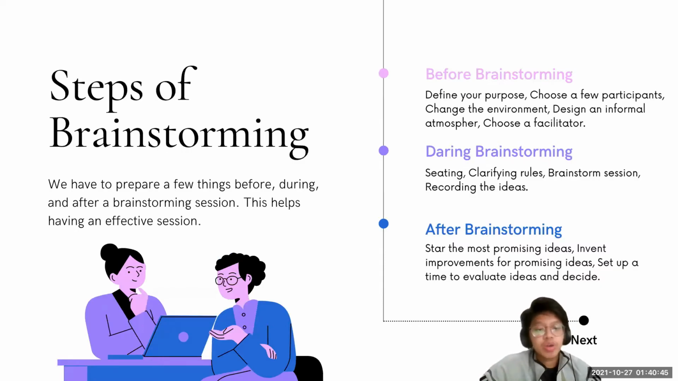Steps of brainstorming. So how do you design a brainstorming session that is highly effective and efficient? The first process is before brainstorming. The steps in this process are defining the purpose, choosing the participants, designing the environment to be more comfortable, designing an informal atmosphere, and choosing a facilitator. The second process is during brainstorming. The steps in this process are seating the participants, clarifying the rules, the brainstorming session itself, and recording the ideas to be decided later. The last process is after brainstorming. The steps in this process are selecting the most promising ideas, inventing improvements for the promising ideas, and setting up the time to evaluate ideas and finally decide.